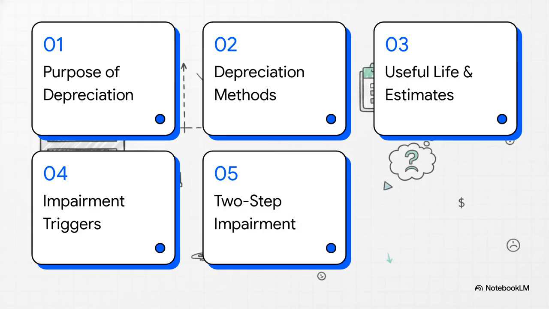Here is the roadmap for this explainer. First, the purpose of depreciation. Second, the 4 methods of depreciation. Third, useful life and estimates. Fourth, impairment triggering events. And finally, the 2-step impairment process.